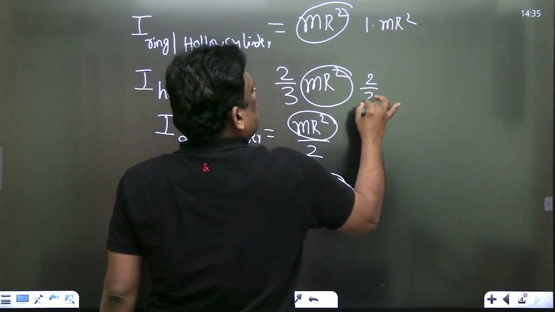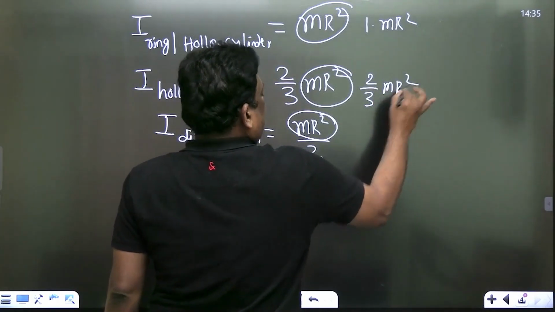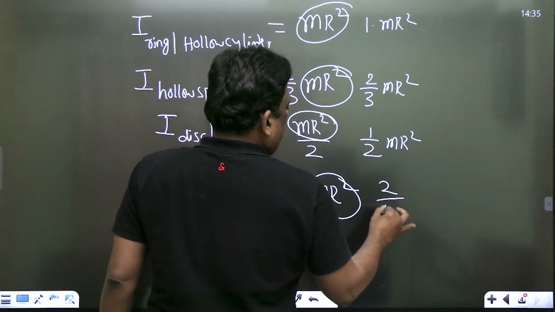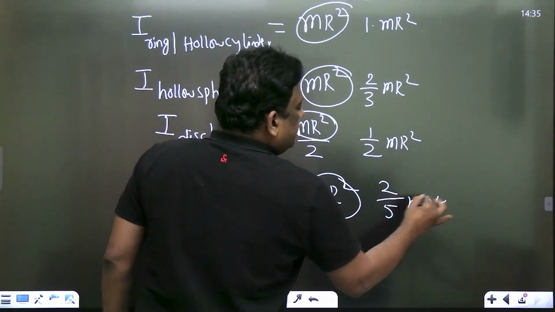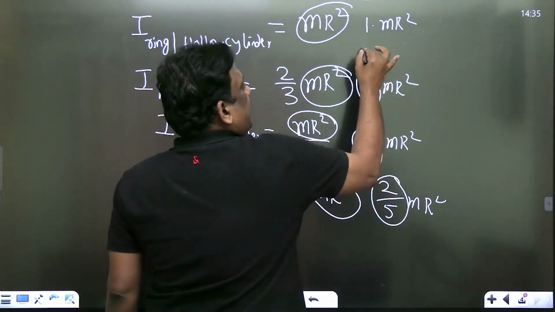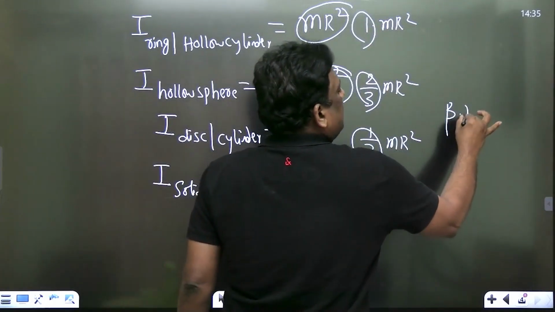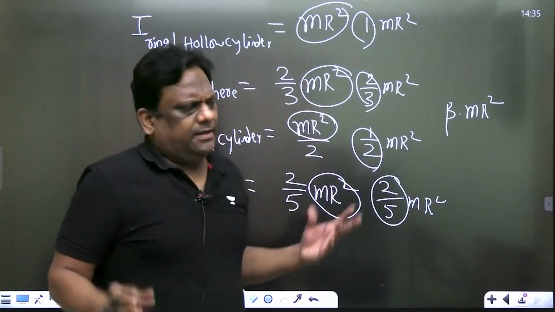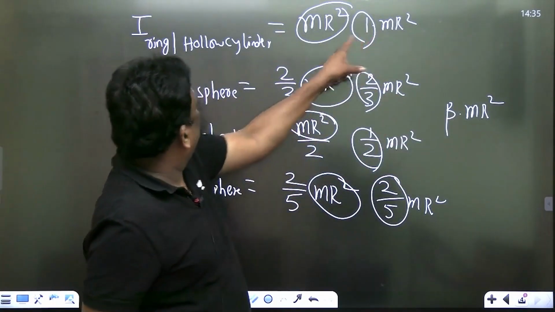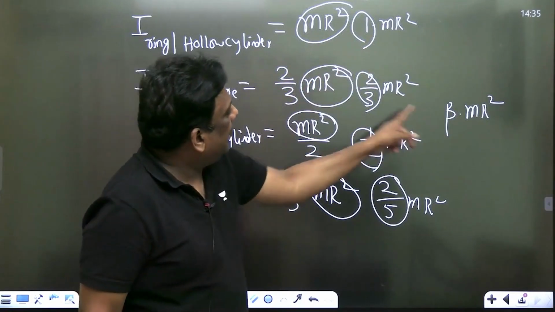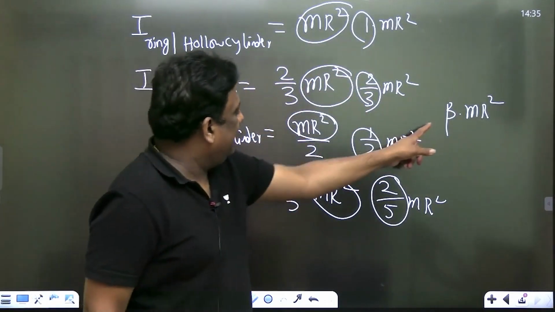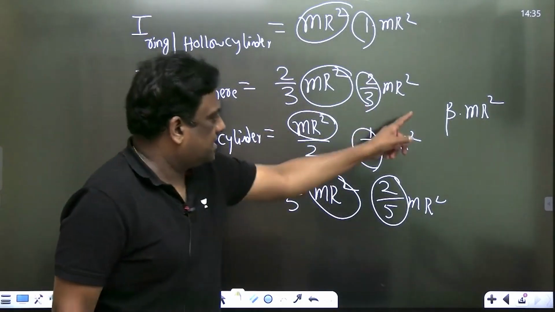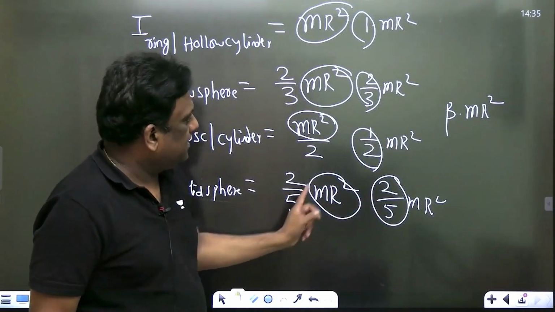I will write this as 2/3 mr square, this as 1/2 mr square, and this as 2/5 mr square. So these coefficients, I will designate with some beta. I will write this as beta mr square, depending on the shape, the geometry. Therefore, beta will be 1 if it is the hollow cylinder, 2/3 if it is a hollow sphere, 1 by 2, that is 0.5, for a disc, and 2/5 if it is a solid sphere.